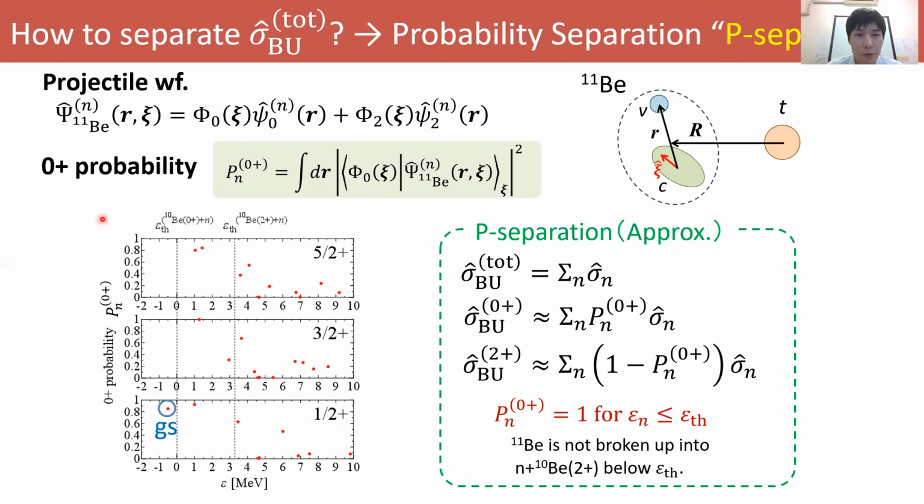By using this 0 plus probability, now we can decompose the total breakup cross-section into the 0 plus and 2 plus, core ground and core excited, breakup cross-sections like this. However, in this approximation, the core excited breakup cross-section can be finite because of the finite 0 plus component in a certain state. Therefore, we impose this relation. This means beryllium-11 is not broken up into a neutron and the excited core below the threshold energy.